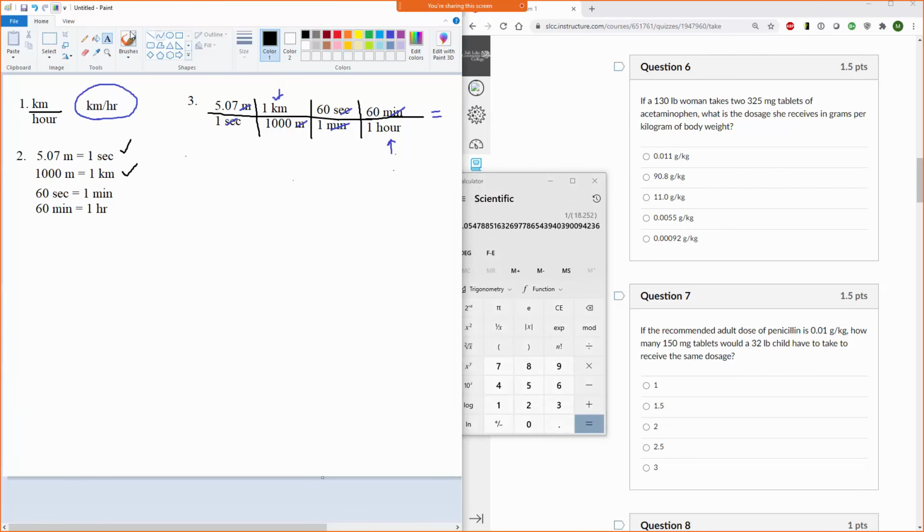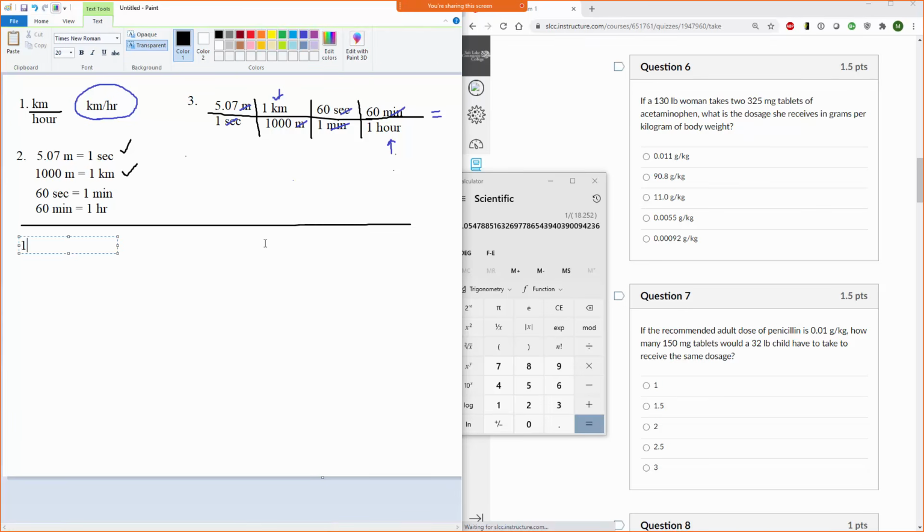So, step 1, identify the target units. So I'm going to read this here. If a 130-pound woman takes 2 325 milligram tablets of acetaminophen, what is the dosage she receives in grams per kilogram of body weight? I'm pretty sure you had a question just like this on the homework. Okay, so yeah, Sarah's right.